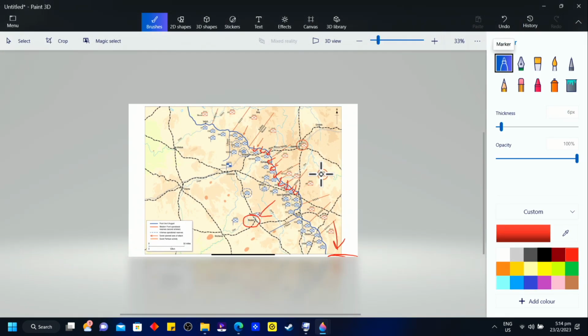Yes. Okay. So now, let's take a look at the partisan activity.